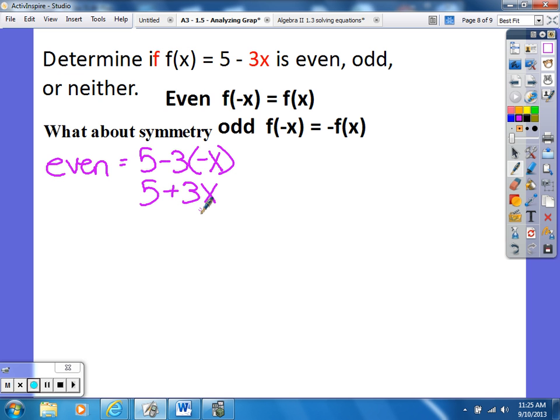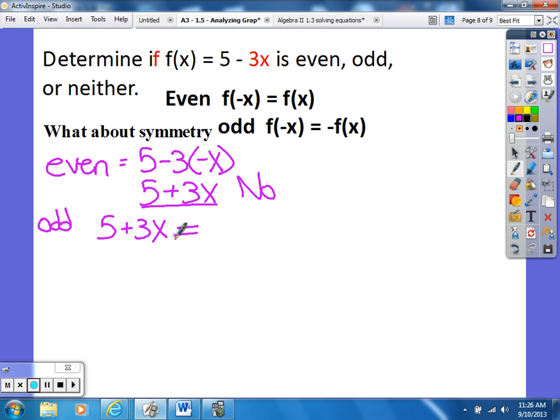So if I'm checking even, I put in -x and I see, do I get the original function back? Did I get it back? Okay, it's not even. It is not even. It's that quick. Okay, I'm going to check odd. Now when I check odd, I do the exact same thing. Look, I plug in -x. Do I need to redo that whole problem? So I'm just going to recopy that down. 5 plus 3x. And I'm checking, does it equal negative f of x?